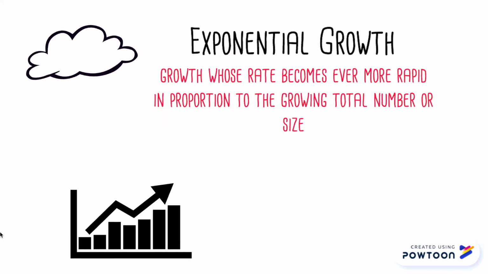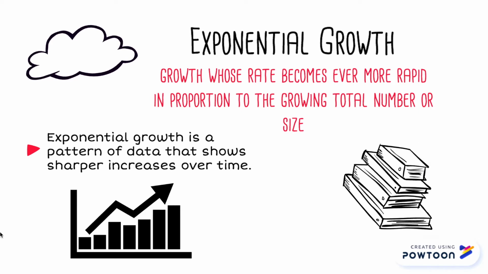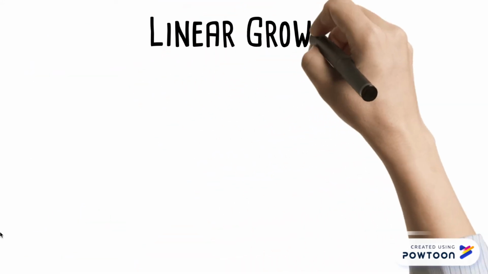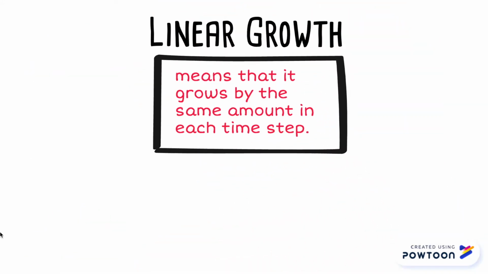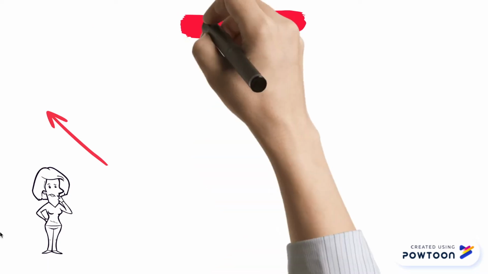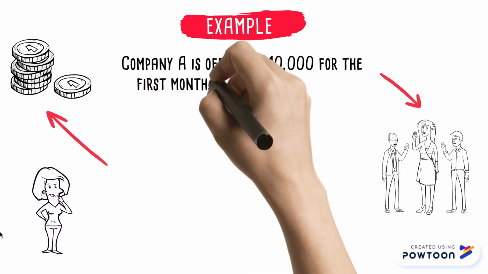We'll start with exponential growth, which is growth whose rate becomes even more rapid in proportion to the growing total number or size. Exponential growth is a pattern of data that shows a sharper increase over time, so the increase will be drastically different compared to linear growth. Linear growth means that it grows by the same amount in each time step, simply meaning that with every single payment, it is the same set amount. So let's look at this example that we have.